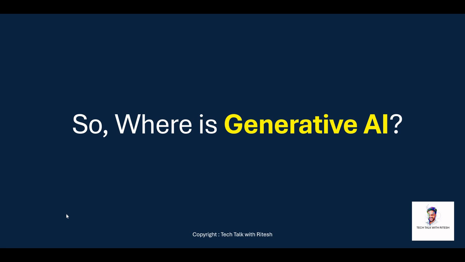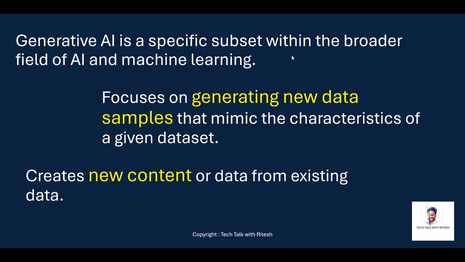Now we have seen so many topics related to AI. So the question is, where is generative AI? Where does it fit in the whole concept of artificial intelligence? Where is generative AI, or Gen AI? Gen AI is a specific subset within the broader field of AI, machine learning and deep learning, and it focuses on generating new data. Wherever you see a term that should be highlighted, I have highlighted it in yellow. So Gen AI focuses on generating new data samples that mimic the characteristics of a given data set.